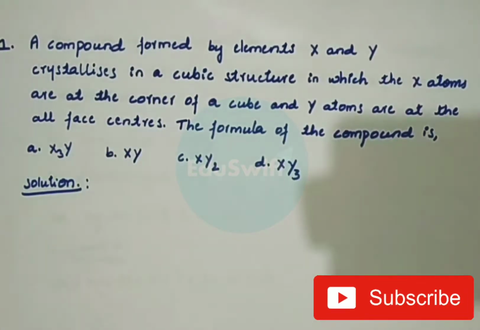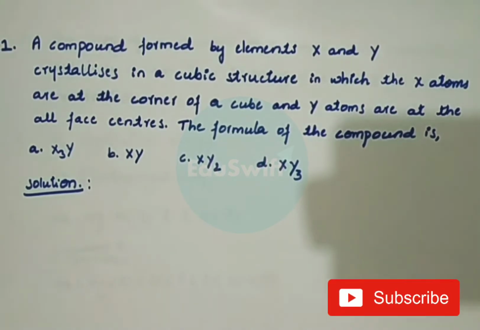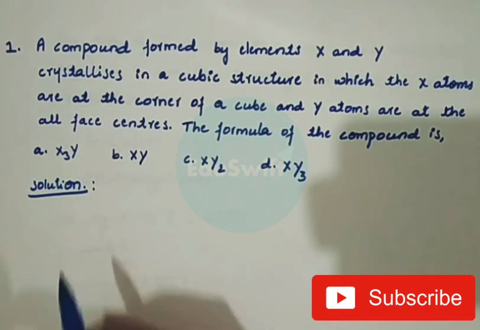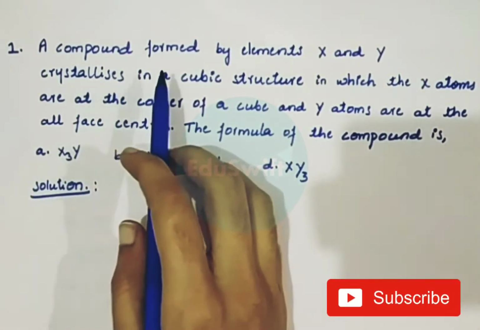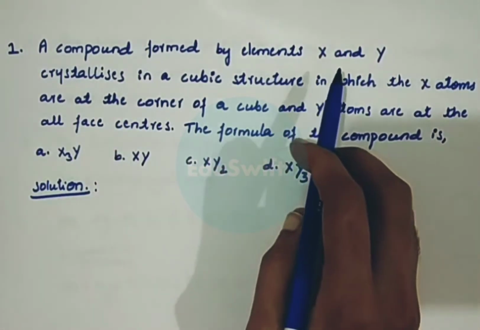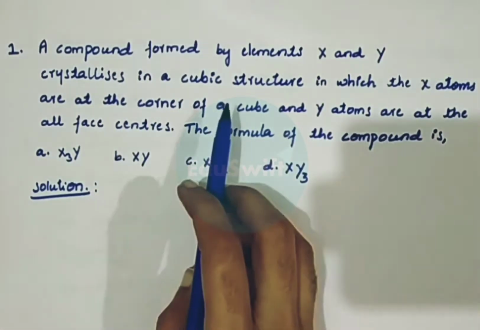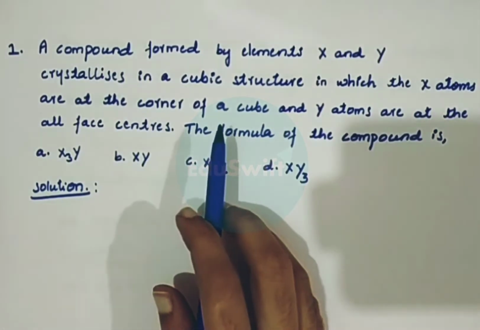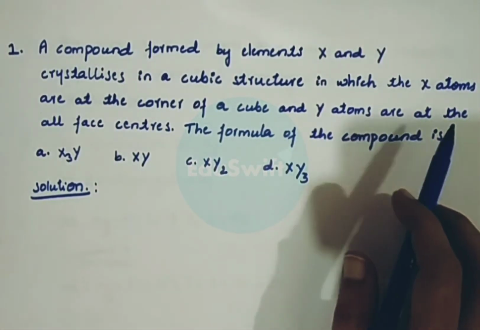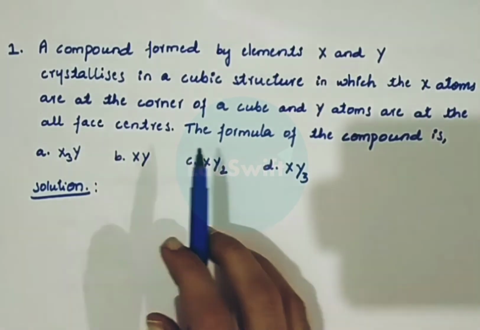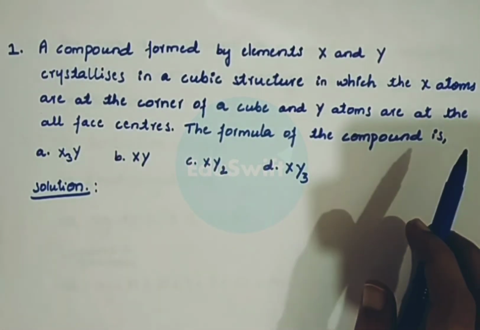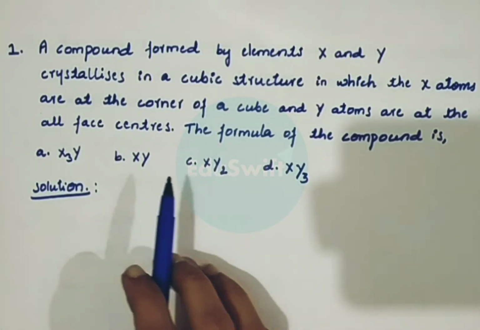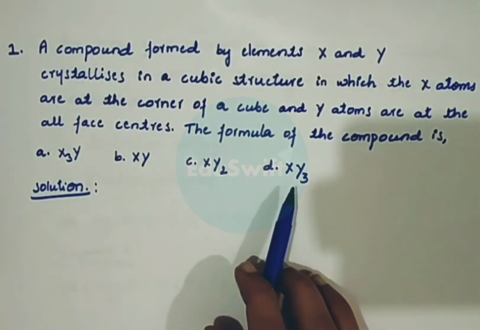Here we will solve a set of 4 questions which are important for CET exams. So the first question is: a compound formed by elements X and Y crystallizes in a cubic structure in which the X atoms are at the corners of a cube and Y atoms are at all the faces. The formula of the compound is option A X3Y, B XY, C XY2, D XY3.